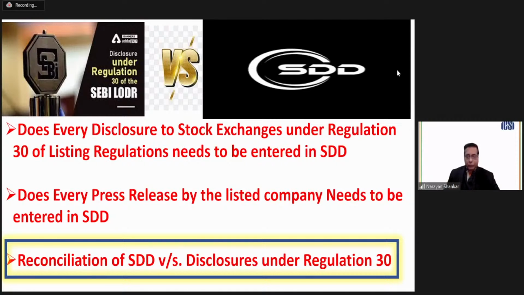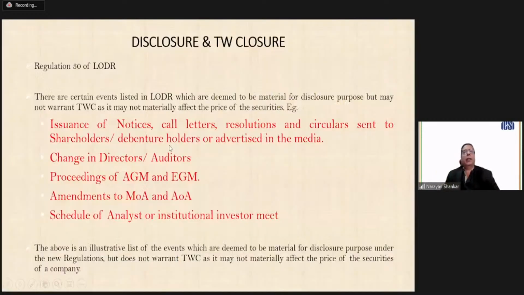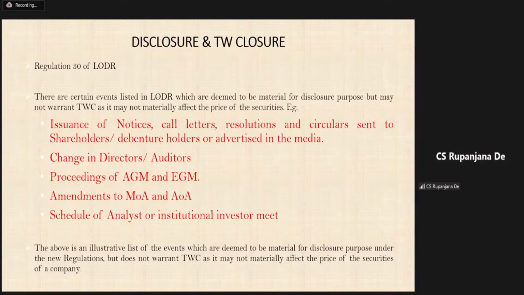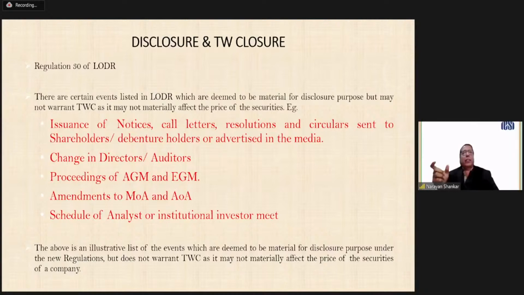If you see many of the disclosures which we make under the LODR, whether it is notice, call letters, change in directors, auditors, proceedings of AGM and EGM, amendments to memorandum, schedule of analyst meet, these are all important for disclosure, but none of these call for closure of trading window or entry in SDD, correct? So what you have to understand is the difference.